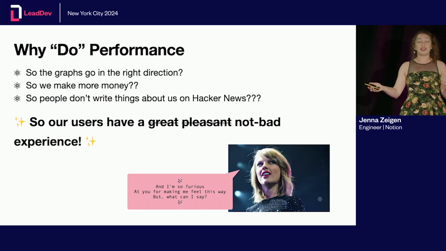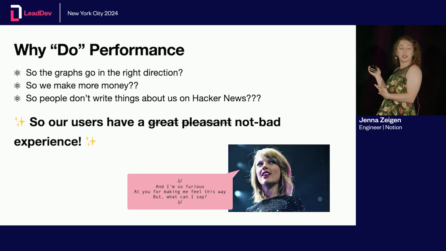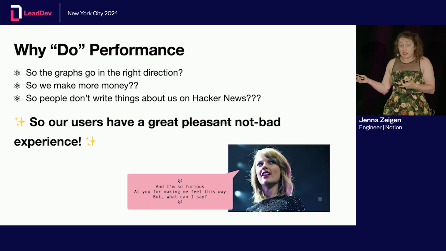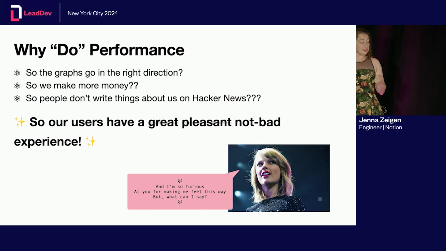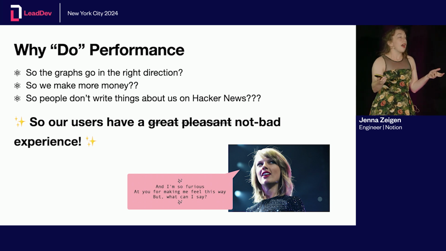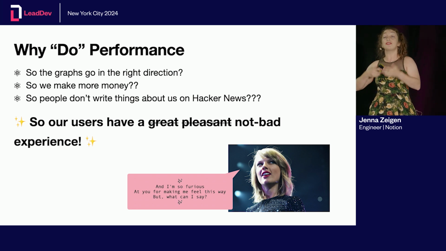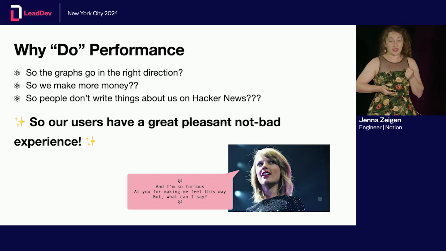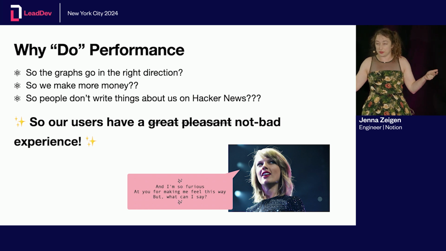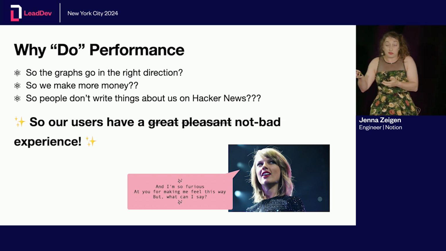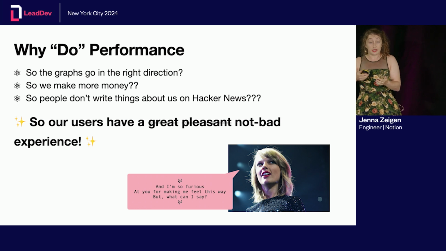It's easy to get bogged down in making the graphs go in the right direction, lower number of milliseconds. Is it about making more money? Is it so that people don't write bad things about you on Hacker News? I used to say we do performance so our users can have a great experience. But ultimately, it's about getting out of our users' way, right? As soon as the user notices the performance of the application, then it is too late.